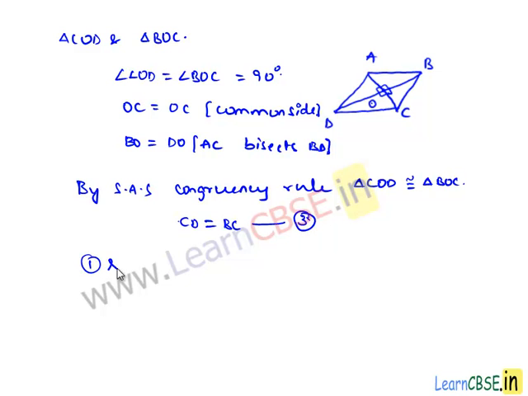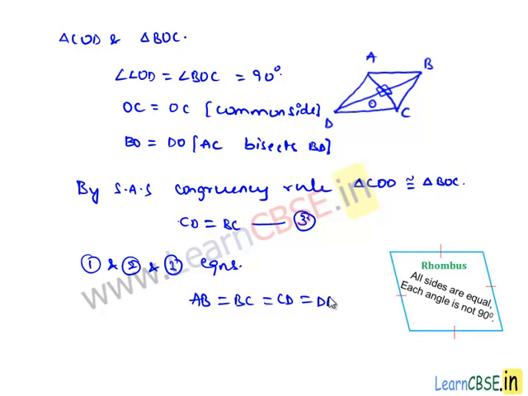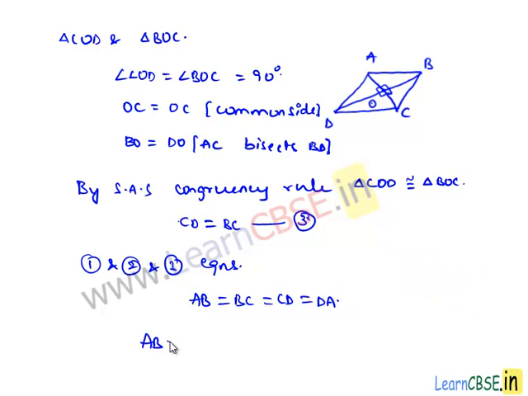Now, from the 1st, 2nd and 3rd equations, we can say every side is equal to CD, and so we can say AB is equal to BC is equal to CD is equal to DA. Here, initially from the given, we know that the diagonals of the quadrilateral bisect each other perpendicularly, and now all the sides are equal. So finally we can say that ABCD is a rhombus. That is what was required to be proved.